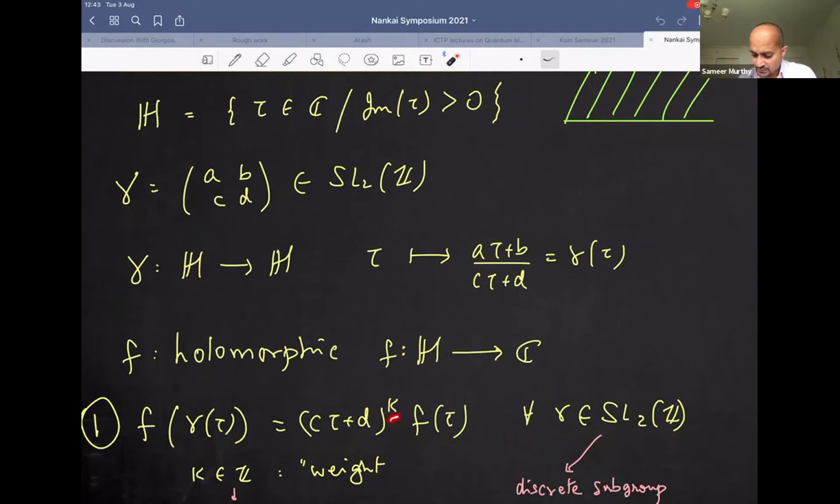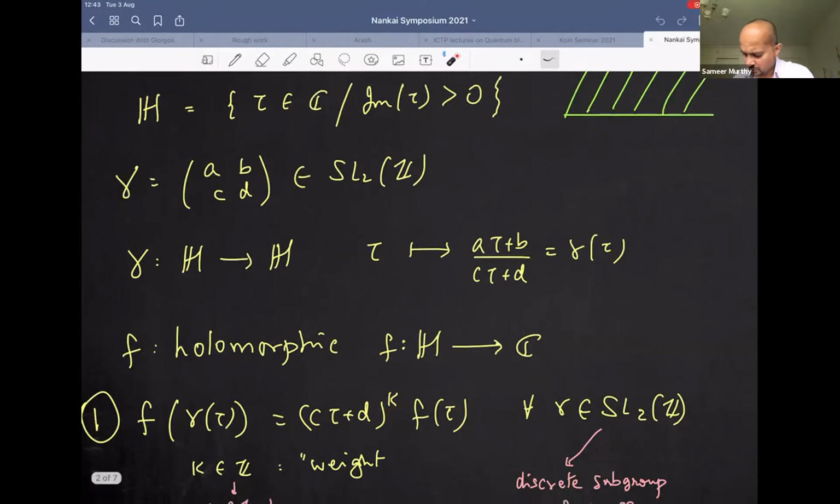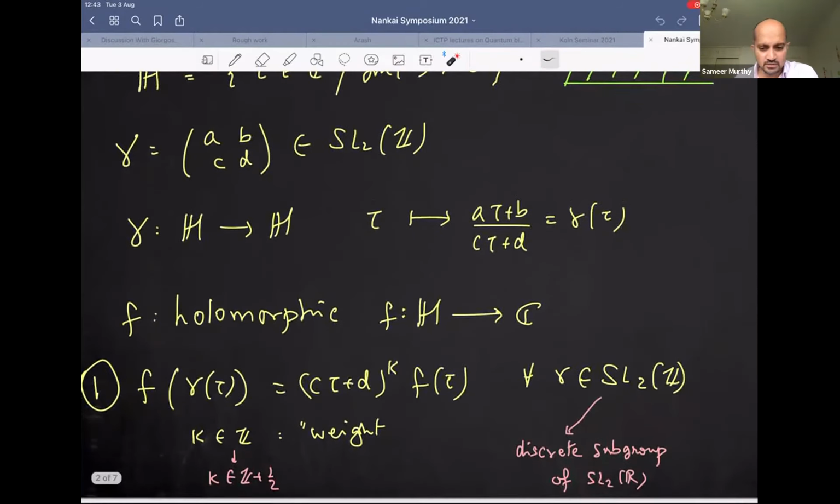If k is 0, then f is really a function which is invariant under the action of the modular group. That's a bit too restrictive, but when you allow for this kind of k, those are called modular forms, and that gives a nice, interesting class of functions. With this definition k should be an integer, but in fact there's a slightly more detailed definition which allows for half integers, which we'll use. I won't give you the definition. There are some numerical factors there.